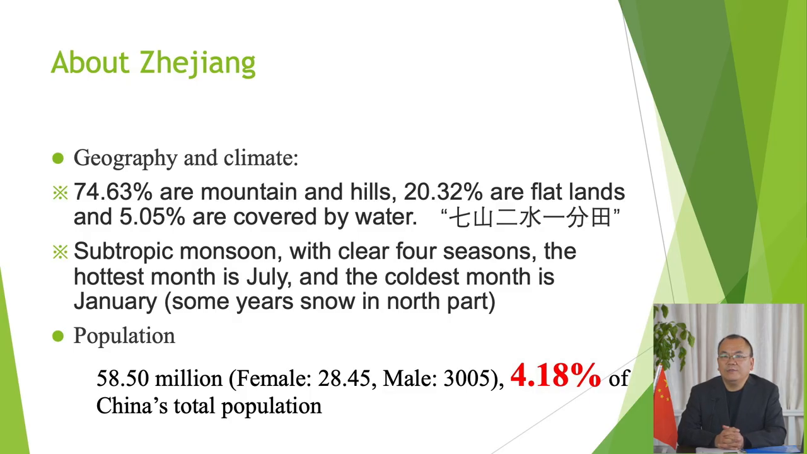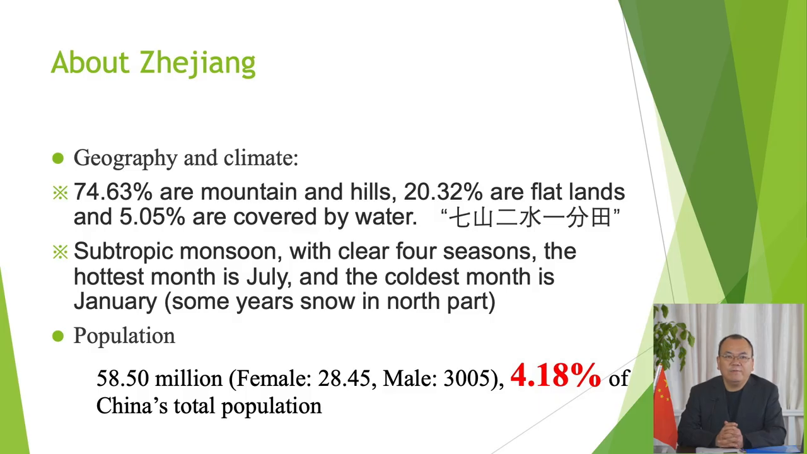According to the fact books, even of the 1.1% of China's land area, 3/4 of it is mountains and hills, 1/5 is flat land, and 1/5 of its area is covered by water. Zhejiang people say that they have 7山2水1分田, where 田 means farmable land.